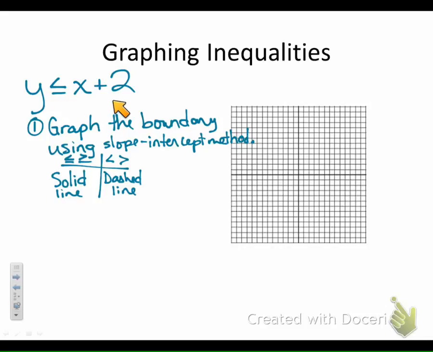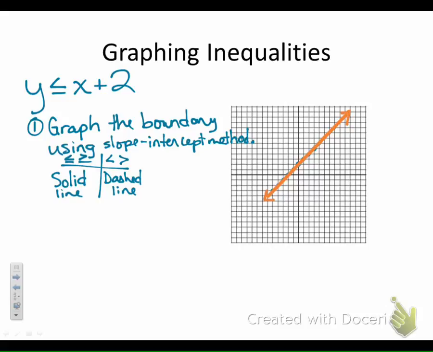So let's take this. It's in slope-intercept form, if there was an equal sign. I'm going to start on the y-axis at 2 and move in the direction of the slope, and since there's a 1 in front of the x, I put it as 1 over 1. So I start at 2 and then move up 1, right 1. Then I determine whether I'm going to have a solid line or a dashed line. Because it's equal to, I'm going to make the line solid when I connect the points.